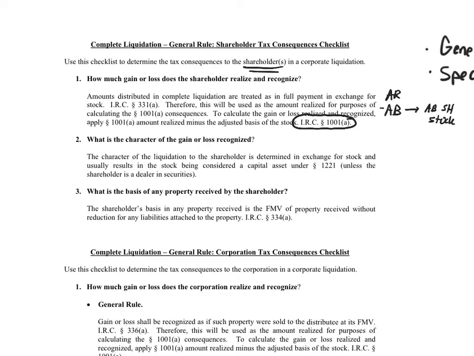What's the character? Character is going to be a capital asset. Why? Because you're giving up your stock. Capital. Finally, what's the basis of any property received? It's going to be fair market value. We don't worry about any liabilities. Always fair market value. Easy, right? Amount realized minus adjusted basis. We've been doing that all semester. Character is capital gain, capital loss, short-term, long-term, depending on how long you held the stock. And then finally, fair market value for the property received is the basis. Easy. That's the general rule.